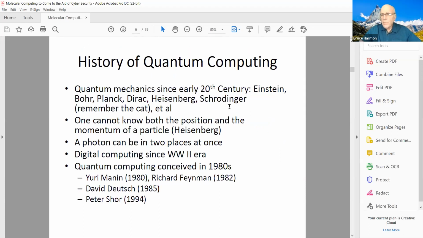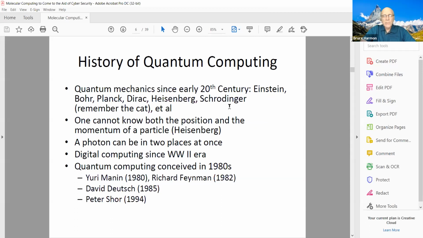So let's go to the history of this. It really goes back to quantum mechanics. Early in the 20th century, pioneers, especially Einstein, Bohr, Planck, Dirac, Heisenberg, and Schrödinger, were exploring this and developing new theories and running experiments and determining that this really was quite a phenomenon and very hard to understand.